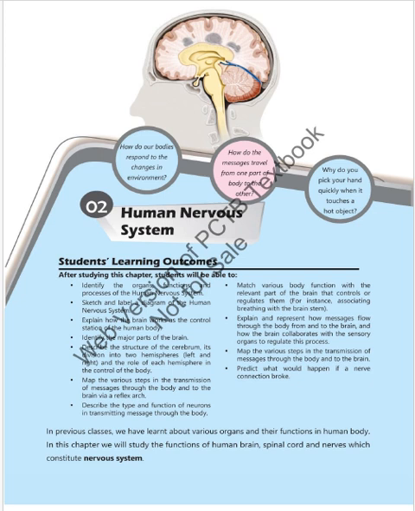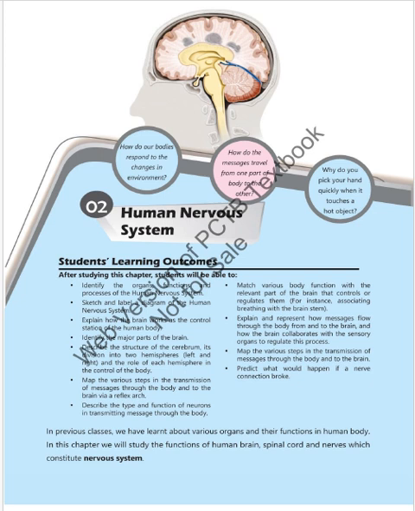Student learning outcomes. After studying this chapter, students will be able to identify the organ functions and processes of the human nervous system, sketch and label a diagram of the human nervous system, explain how the brain works as the control system or station of the human body, identify the major parts of the brain, describe the structure of the cerebrum, its division into two hemispheres, left and right, and the role of each hemisphere in the control of the body.